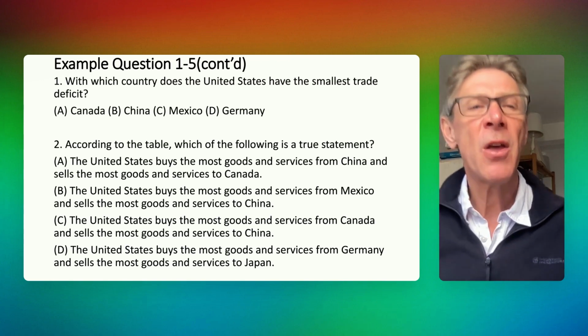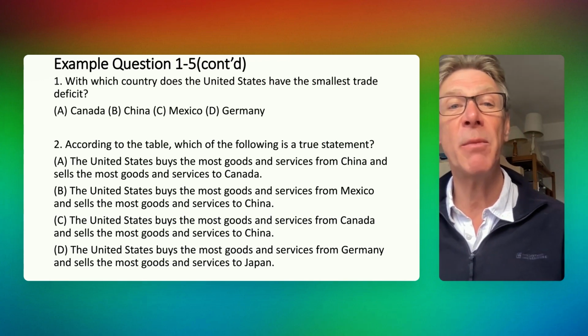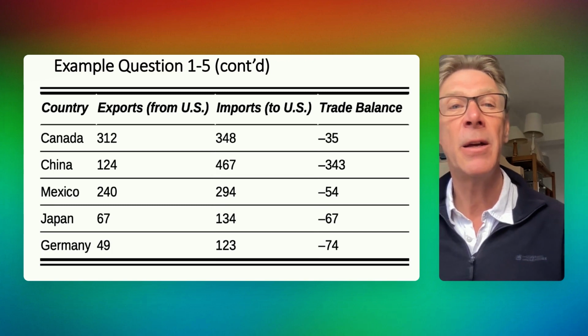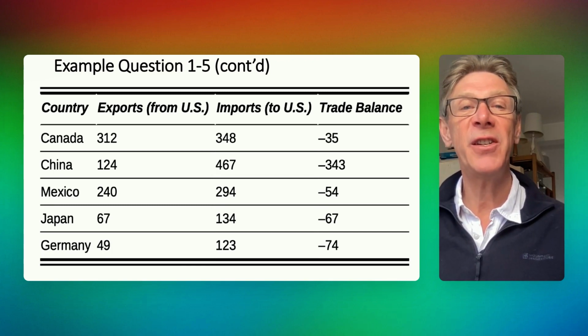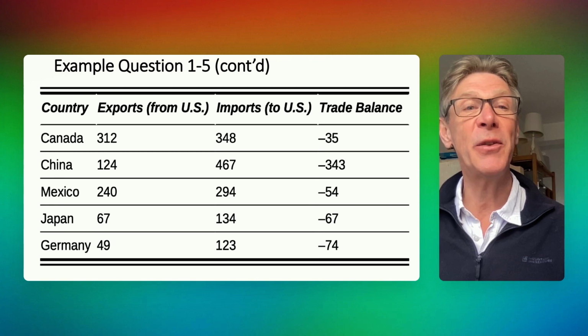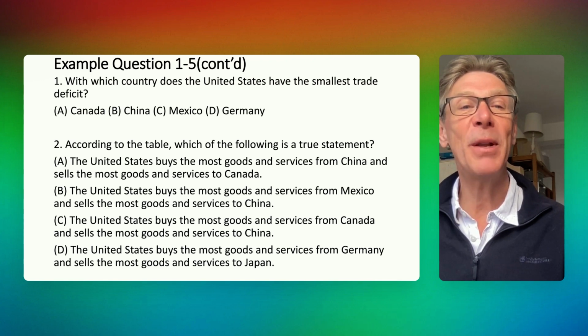So A, the United States buys the most goods and services from China and sells the most goods and services to Canada. Well, it certainly buys the most, 467 from China, and it looks like it sells the most to Canada. So I don't think we need to go very far. I think the answer to that one is A. But let's just check.